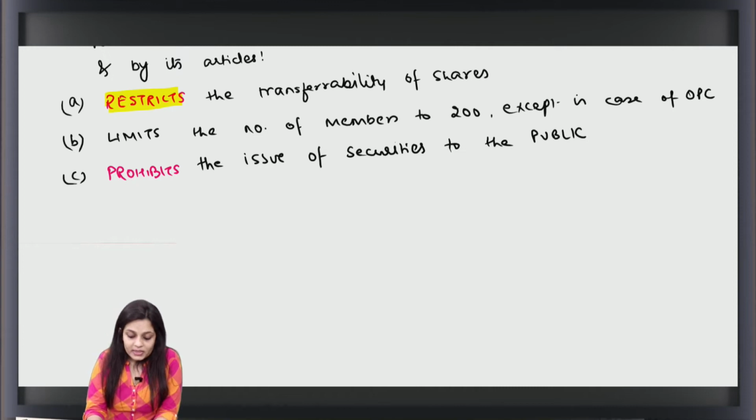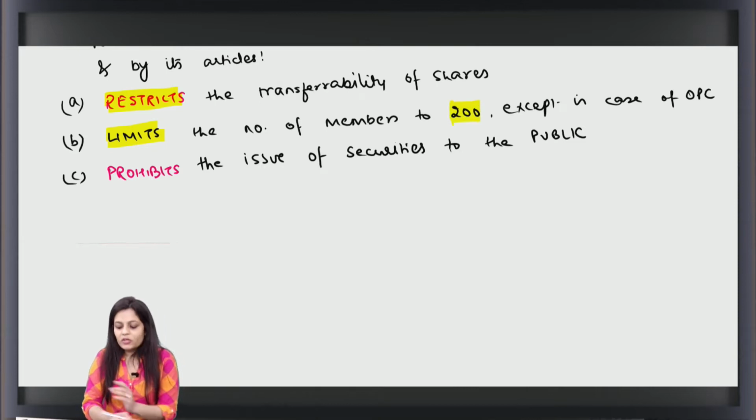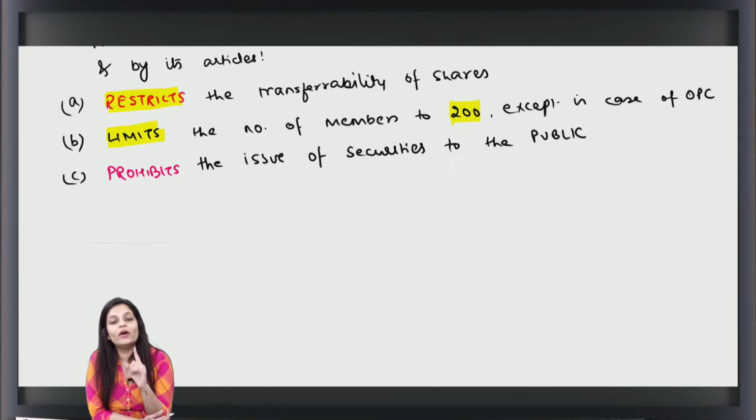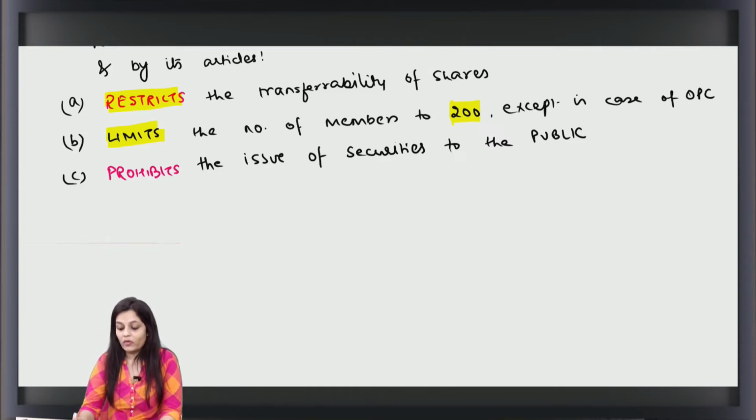The next point is limits the number of members to 200 except in the case of OPC. Why are we talking about OPC? Because OPC is nothing but a private company. In OPC, we don't have minimum maximum. We have only one member. The act doesn't say minimum one, no, only one member. So when we say only one member, it's very obvious that an OPC cannot have more than one member. So how can it have 200 members? So that is why except in case of OPC. Otherwise, in other private companies, we can have maximum 200 number of members.